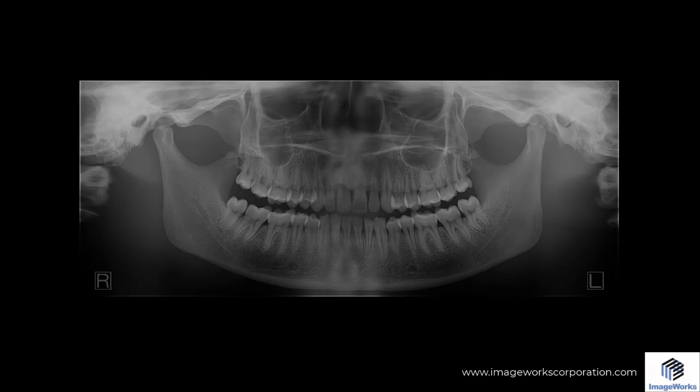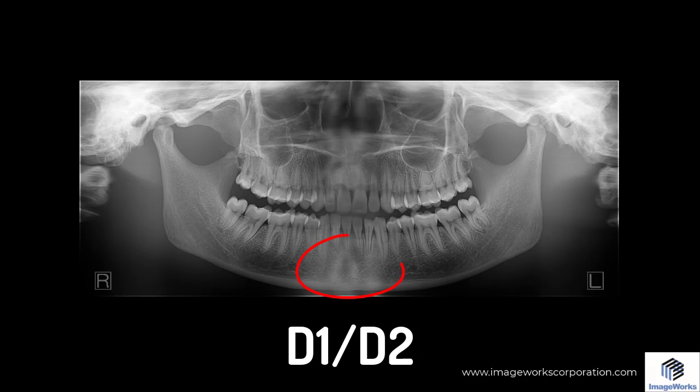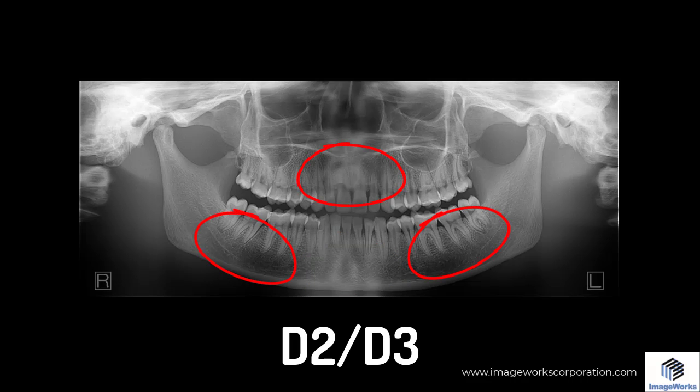More specifically, the anterior mandible tends to be a D1 or D2 type bone. The posterior mandible and the anterior maxilla tend to be D2 or D3 bone, while the posterior maxilla tends to be the least dense of all, usually in the D3 or even D4 classification.